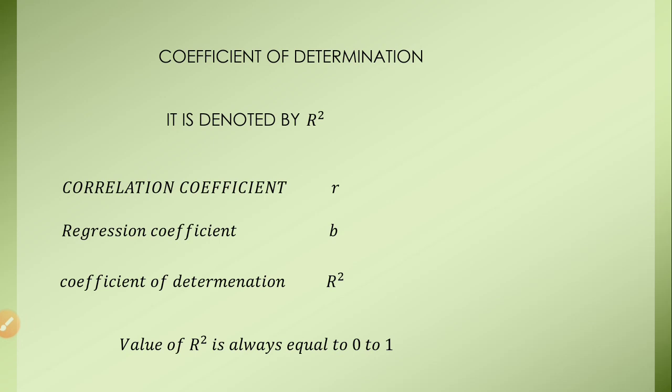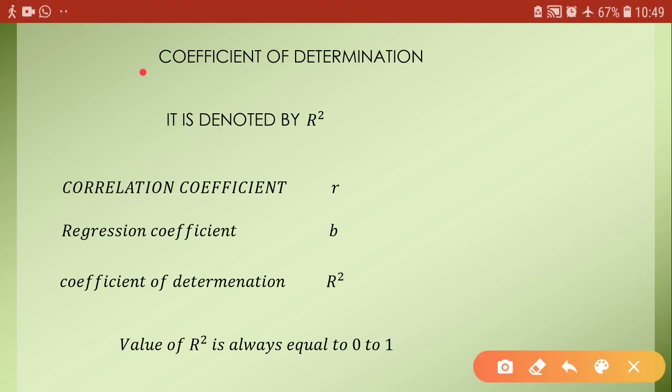Today we have a topic called coefficient of determination. You can see on the screen, it's coefficient of determination. Now what does this coefficient of determination mean? Coefficient of determination means r square. It is r square.